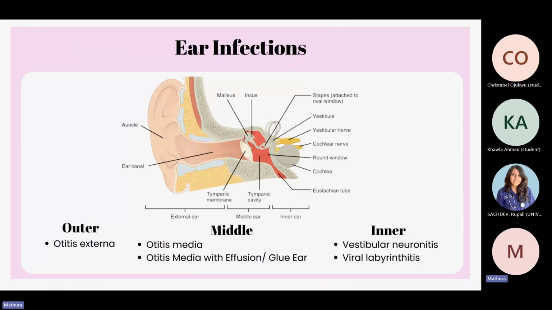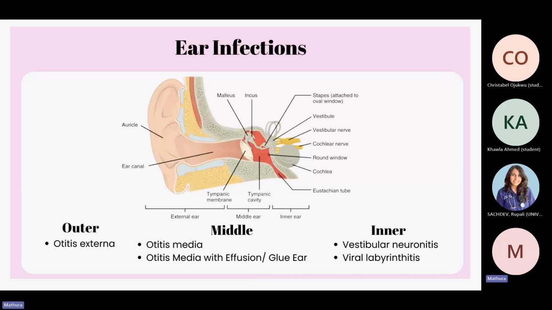You have the outer ear, which is anything in front of the tympanic membrane. So it includes the pinna, which is the outer part of the ear, and also the external auditory canal. Then you have the middle ear, which is that small box-like shape behind the tympanic membrane, and that contains three small bones: malleus, incus, and stapes. And then finally behind that, you have the inner ear.